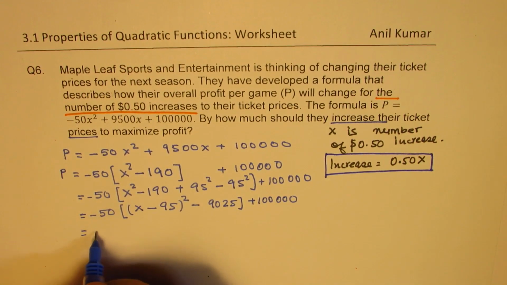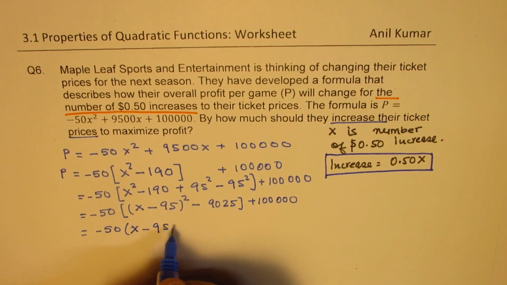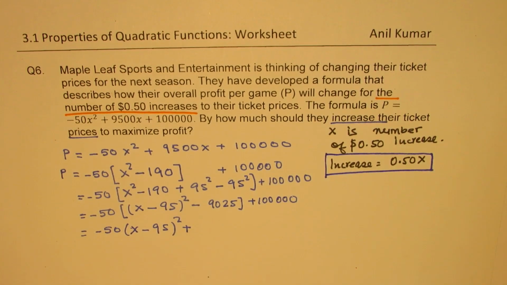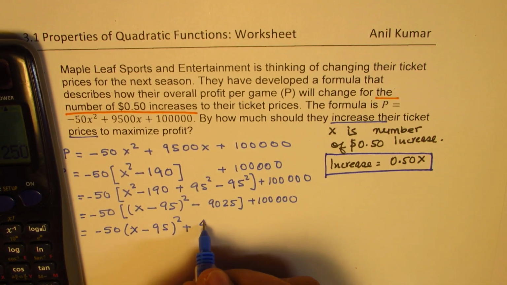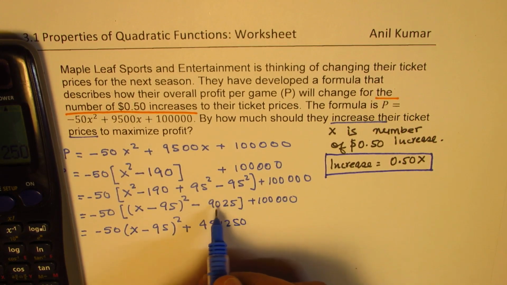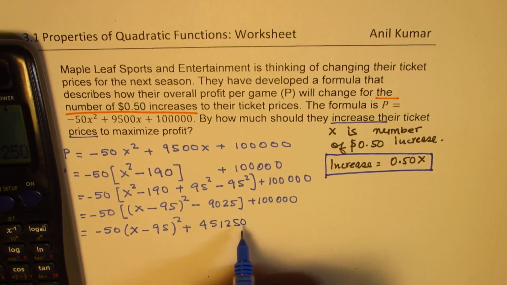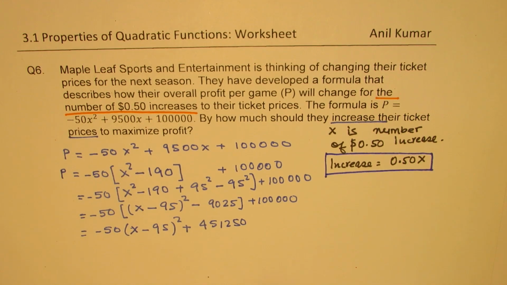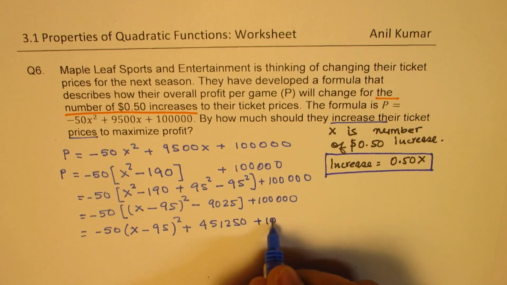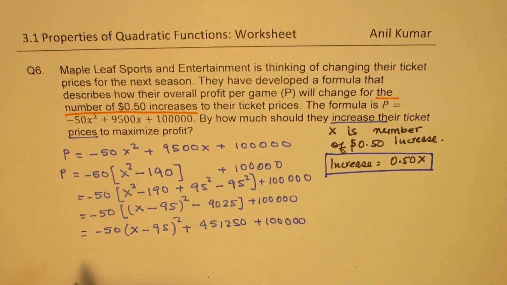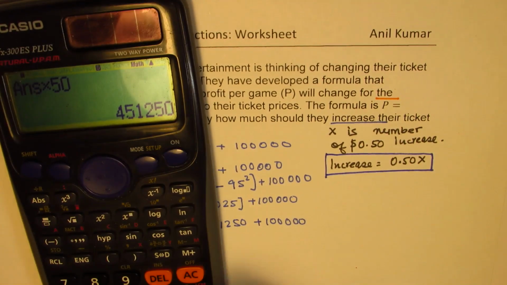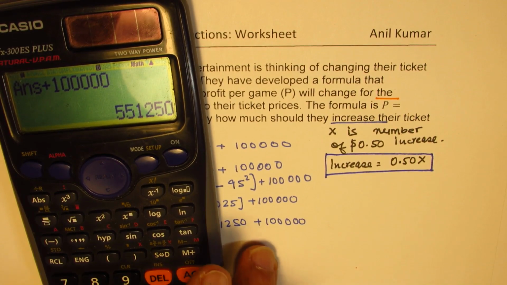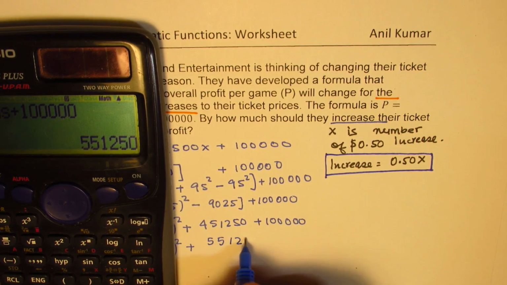95 will actually maximize. Let's open the bracket and complete the job, which is X minus 95 whole square. This minus and minus becomes positive, and we'll now multiply 9025 by 50. So we get 451,250. That is what you get when you multiply by 50, and here we have 100,000. Sometimes they might even ask what the net profit is, but in this question, they are not really interested in this part. But here we have our final equation in this form. So now we'll add to this 100,000. So what we get here is 551,250.